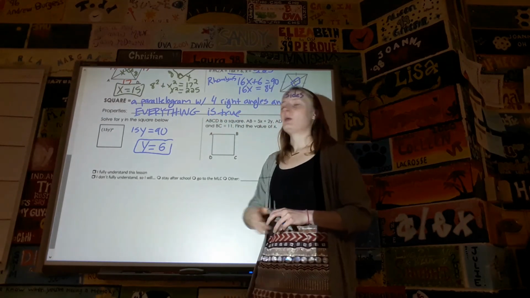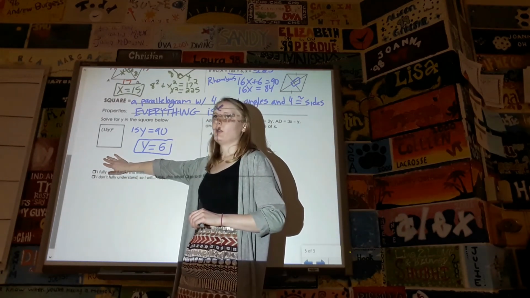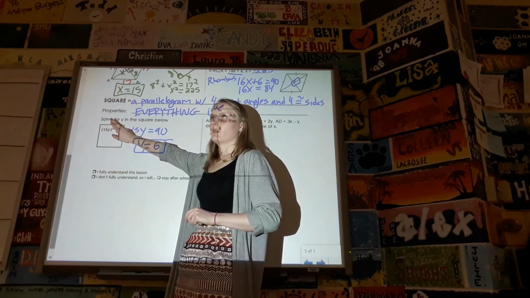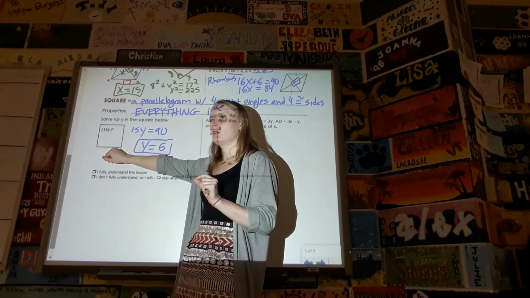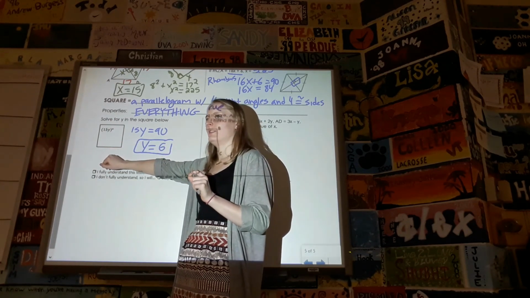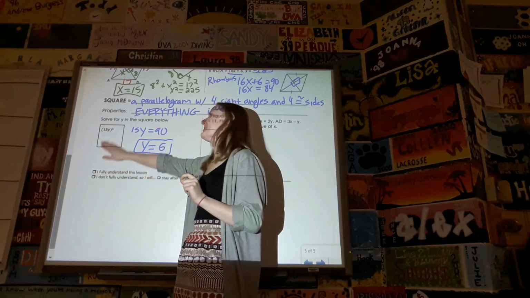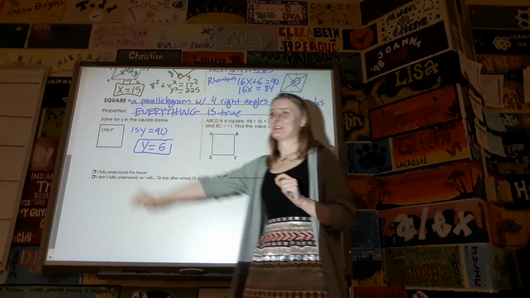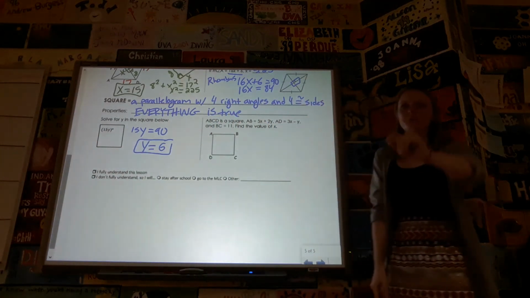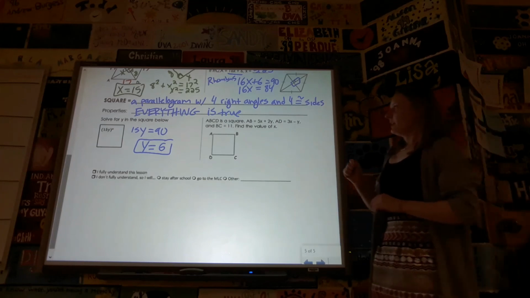What property did I use for a square to figure that out? All angles are equal. More specific? All angles are 90 degrees, right angles. The definition of a square. Okay? All right, deep breath.